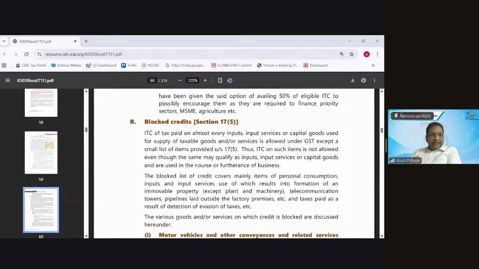In section 17, we have talked up to subsection 4. Now we need to read rule 42 and rule 43, which I have kept for the next class. Rule 42 and 43 we will do in the subsequent class, either Friday or Sunday.